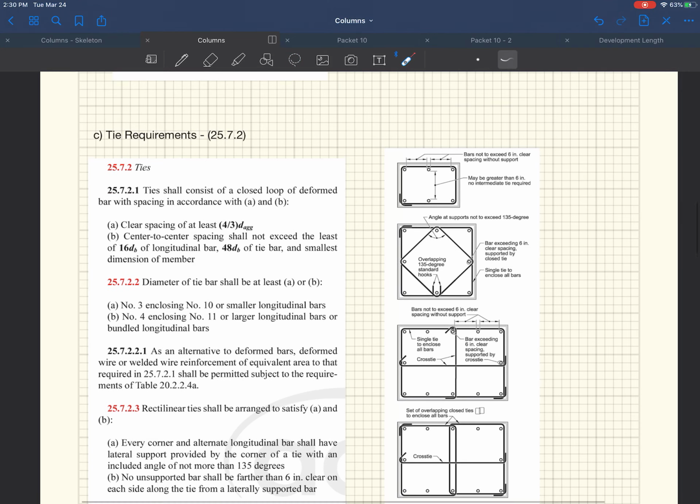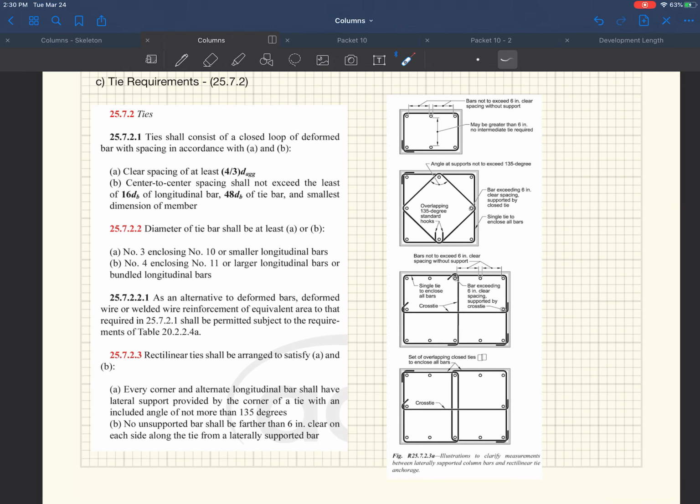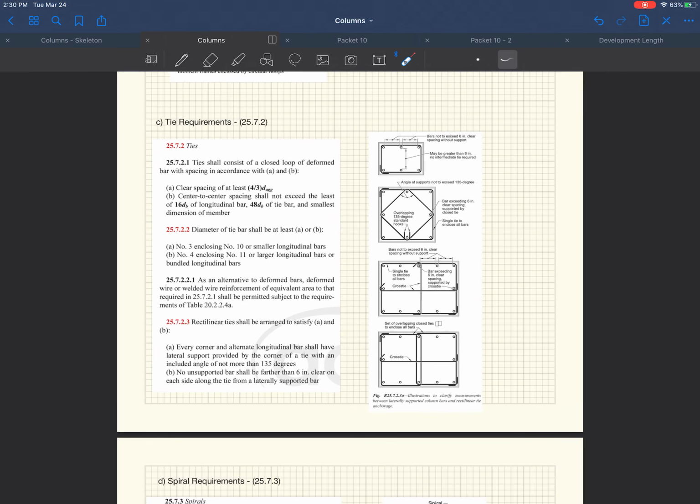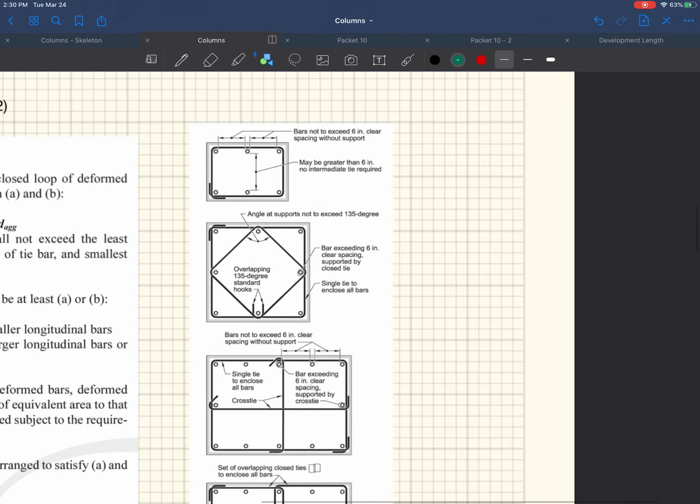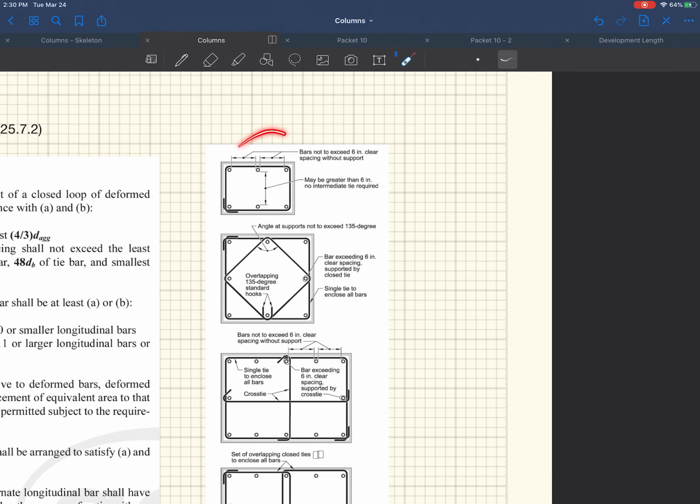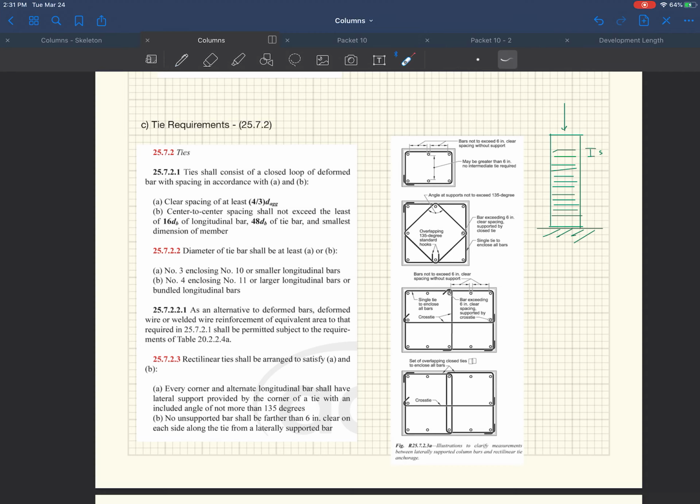So the tie requirements. I've just copied the ACI section in here, right? The spacing of the ties. What I mean by the spacing of the ties is, this is what they look like in the cross section. But the spacing we're talking about is, here's the height of the column, and this thing is applying the axial load like this. How far do we space these things, and what size do they need to be? So this would be what we're looking at, that spacing right there.